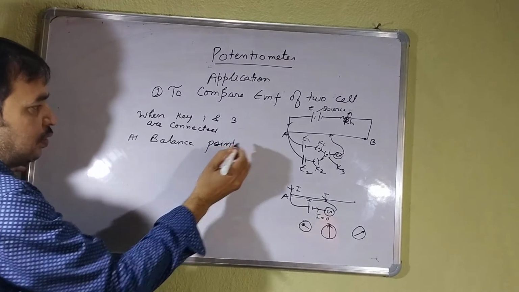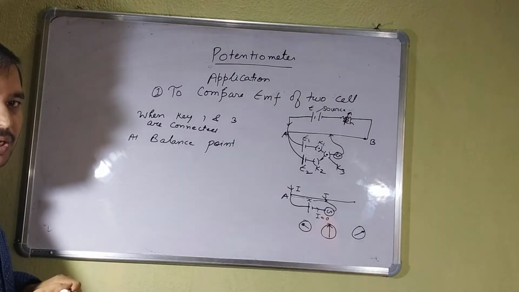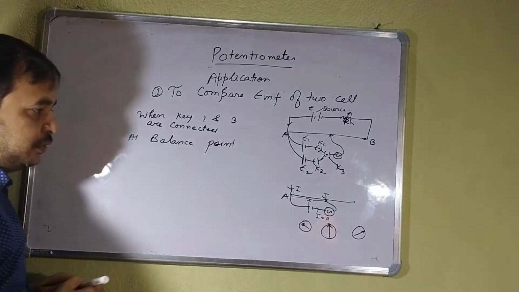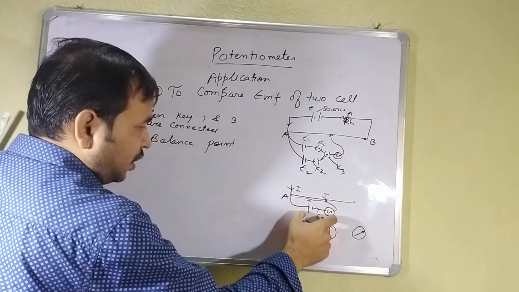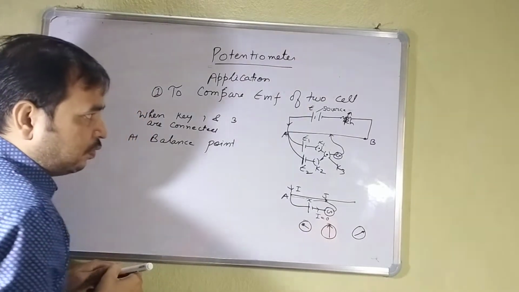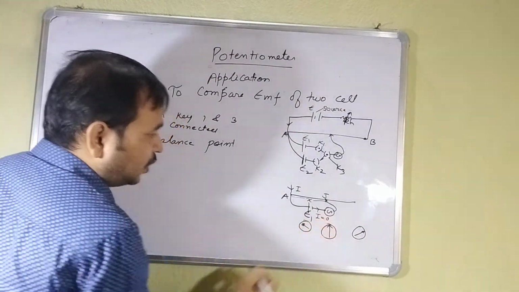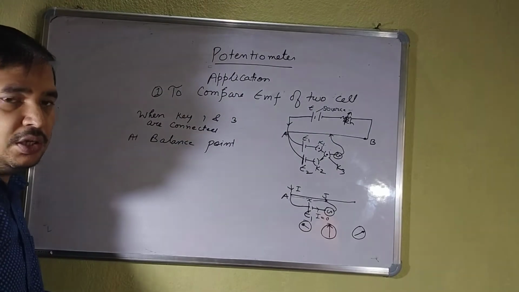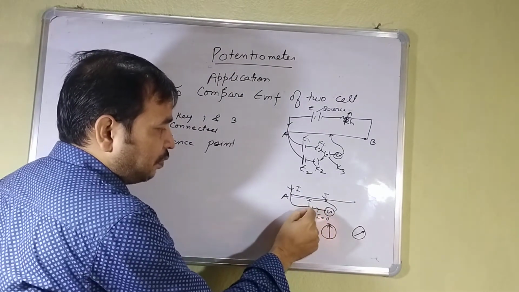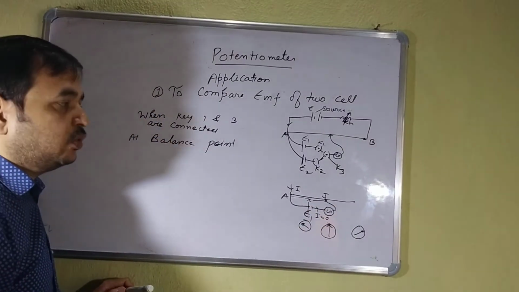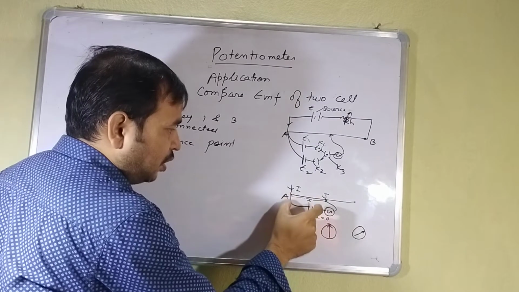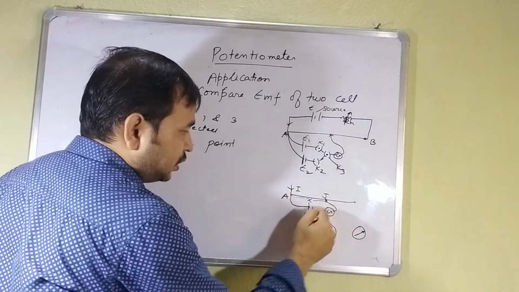In numerical, when you are solving, you have to understand that at balance point there will be no current through the galvanometer. So if there is no current, means the potential difference between two terminal of cell will be EMF of cell. Clear? Already we have discussed that in EMF, that if no current is passing through the cell, the potential difference between two terminal of cell is known as EMF. The potential difference between these 2 points A and J through this is EMF.